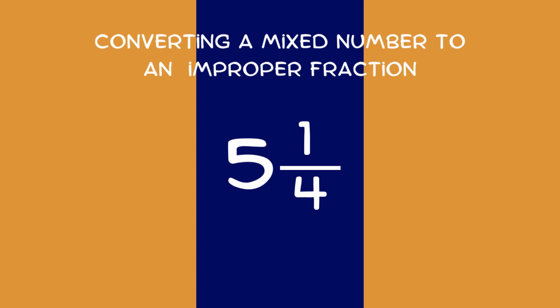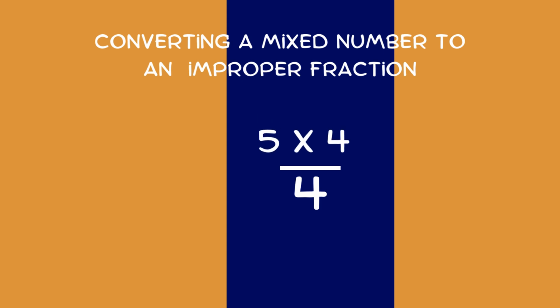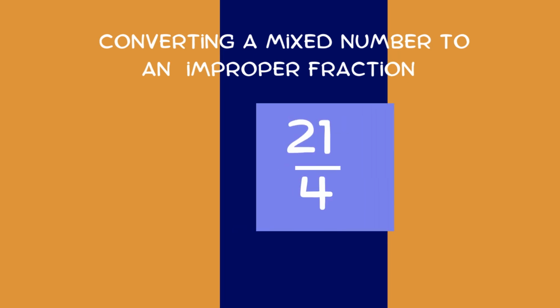After that, we need to add the extra piece, being the numerator, to the total number of pieces. Therefore, we would say 5 multiplied by 4, which is 20. Then 20 plus 1 will be 21 slices out of a 4-piece whole object. This will be simplified to 21/4.